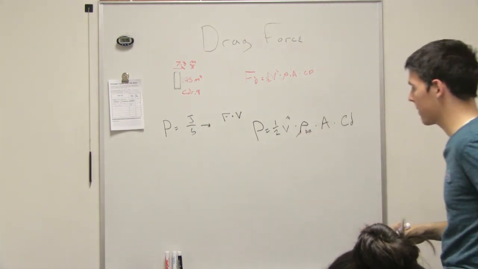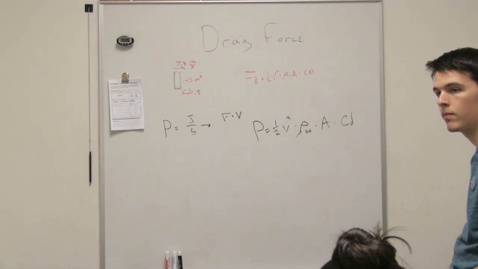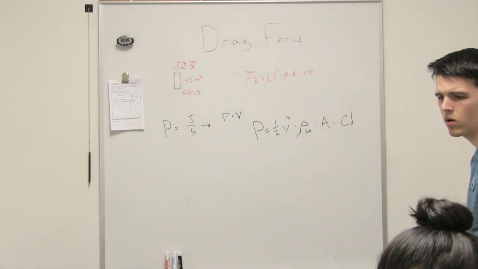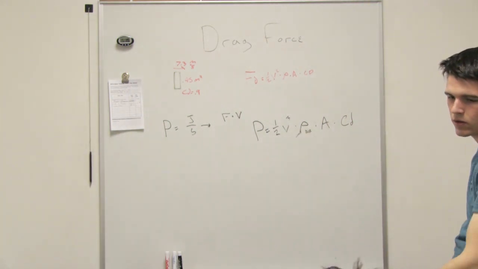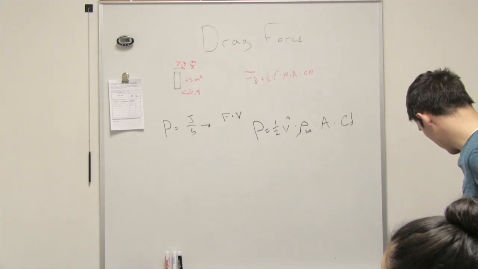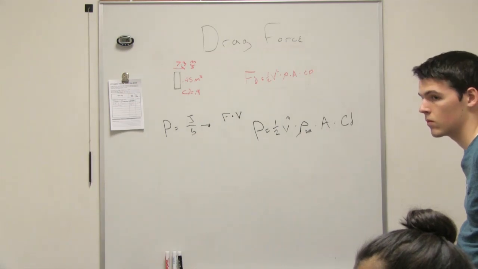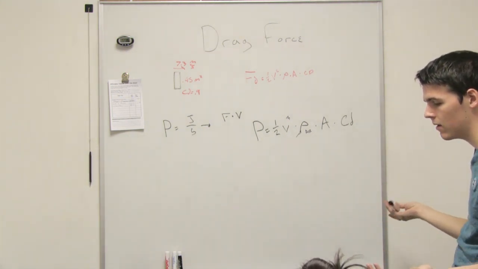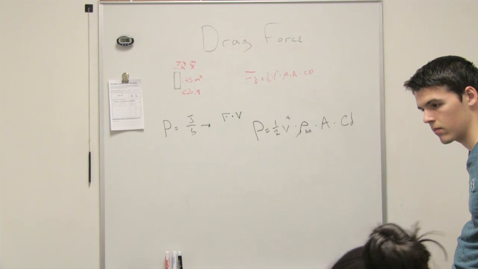The drag coefficient is 0.9. The cross-sectional area is 0.45. Do we have rho of air? Rho of air is normally just 1 kilogram per meter cubed, or 1.5? It's 1.24 kilograms per meter cubed. And then our velocity we're given as 7.3 meters per second. The units on air are kilograms per meter cubed, so it's how much mass per volume.